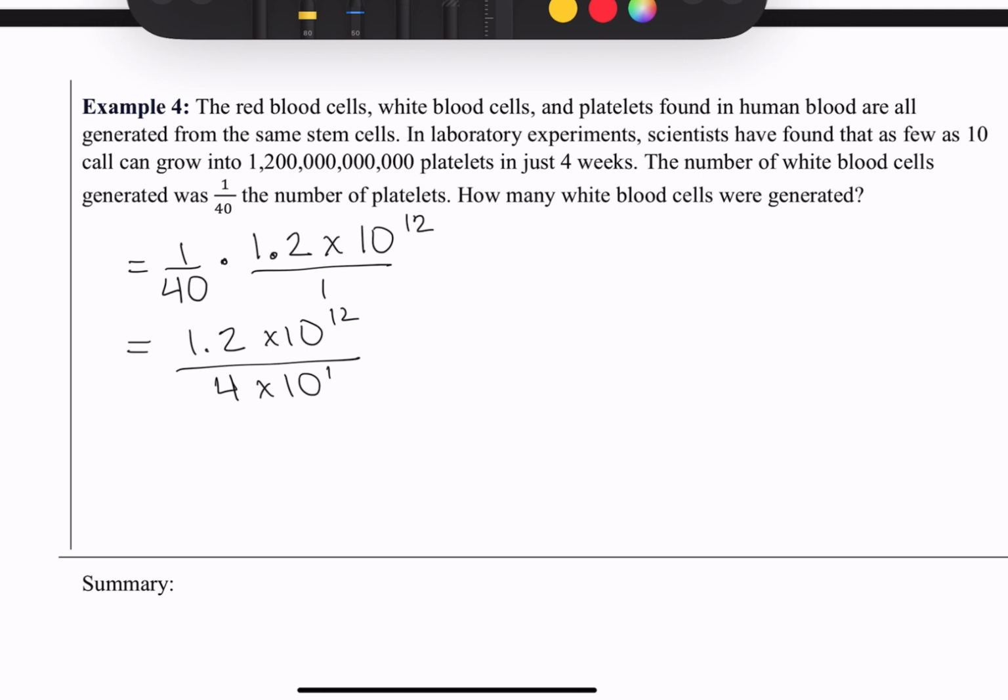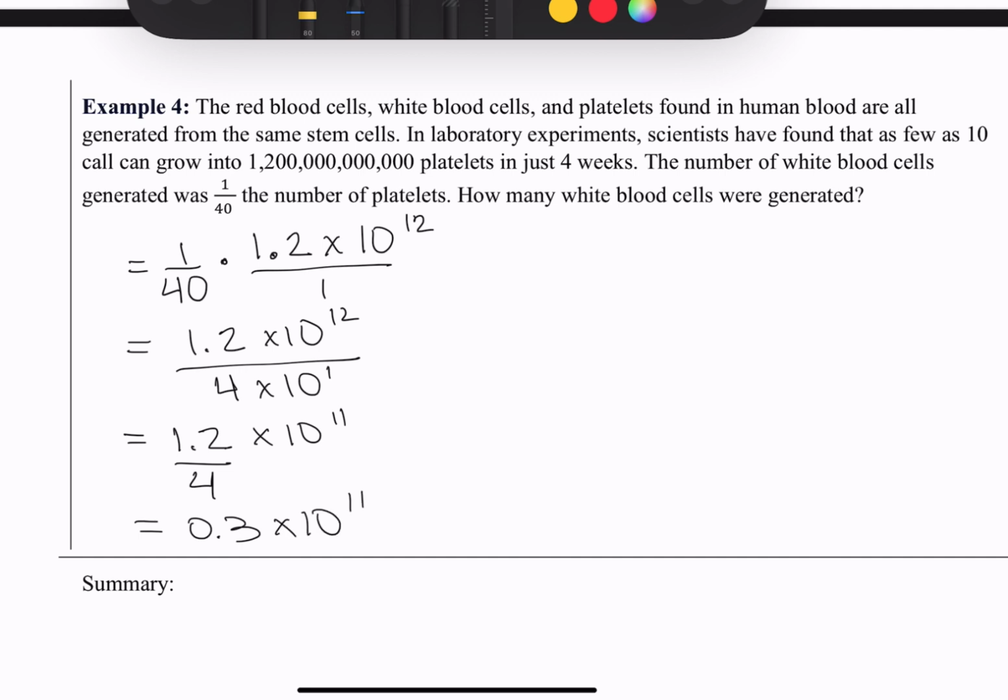Now I can simplify this. 10 to the 12th and 10 to the first have like bases, so I just subtract the exponents. So now I got 1.2 times 10 to the 11th over 4, and I'm just going to put the 4 over the 1.2 because those numbers I can easily divide. What's 12 divided by 4? It's 3. So what's 1.2 divided by 4? It's 0.3, or 0.3 times 10 to the 11th.